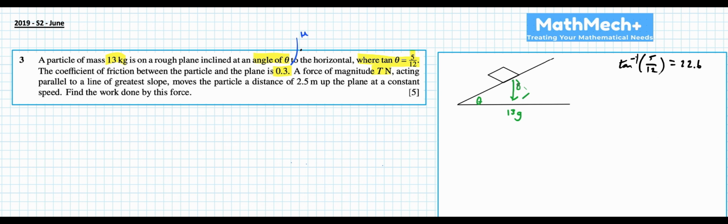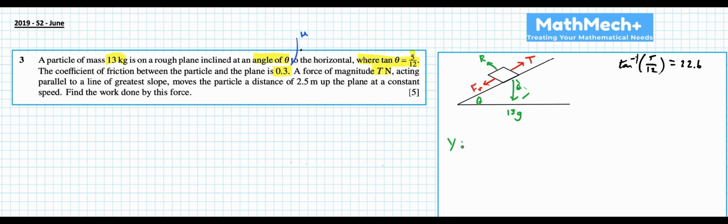So I'm going to draw my diagram here before I get to that. So put in all your aspects, your different forces. T acts parallel to the line of greatest slope and moves a particle a distance up the plane. So just keep note of those aspects, of course. T is going up the plane and friction is in the opposite direction. And we can get started then.